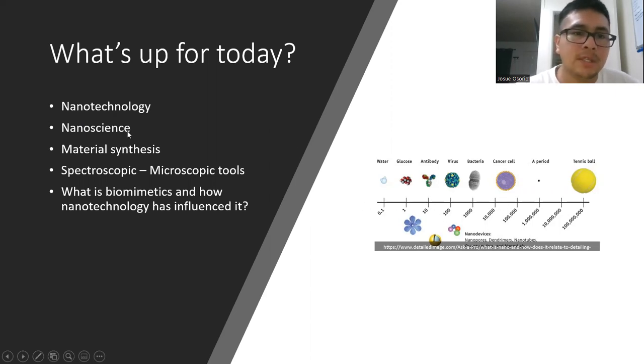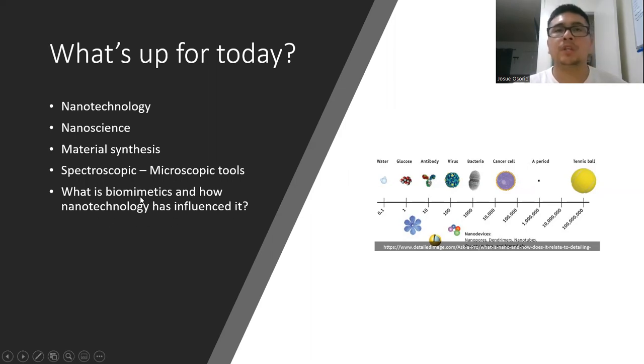Okay, nanoscience is really science using this scale to make materials or make something, at this molecular level. Spectroscopic and microscopic tools are tools that we have developed that can help us see things or matter at this scale from 0 to 100 nanometers. Okay. And what is biomimetics and how has nanotechnology influenced it?